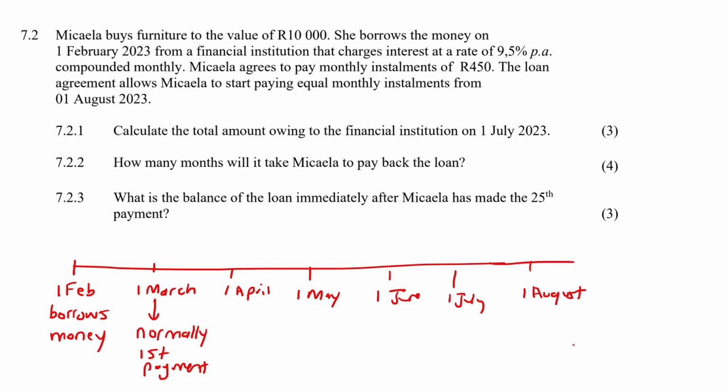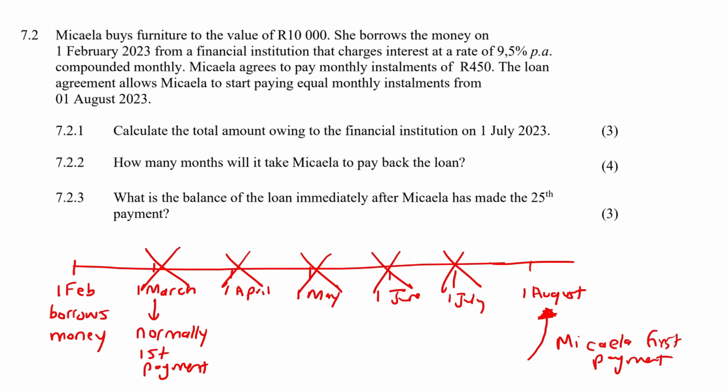Okay, now, Michaela only starts making her first payment over here. So how many payments did she miss? Well, you mustn't count this one, because normally we start over here. So she misses 1, 2, 3, 4, 5. She misses the first 5 payments.